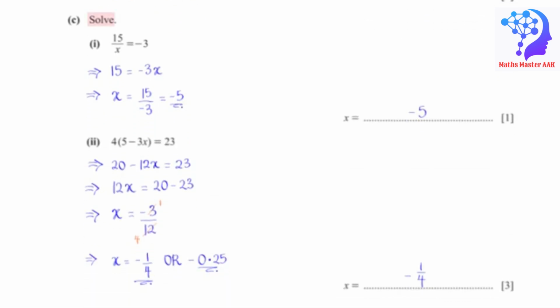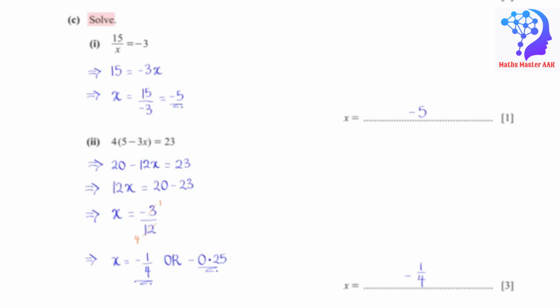Solve 15 over x is equal to negative 3. X divides on one side of the equation, and so when it moves to the other side, it goes to multiply negative 3. When we make x the subject, we have 15 divided by negative 3, which is equal to negative 5.